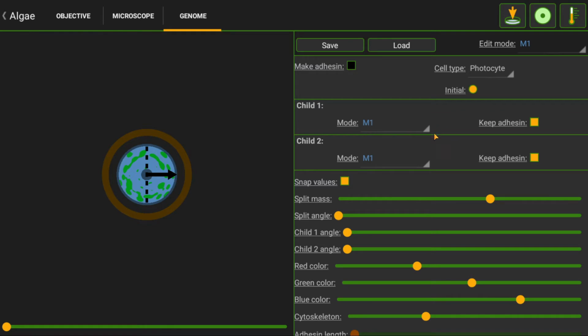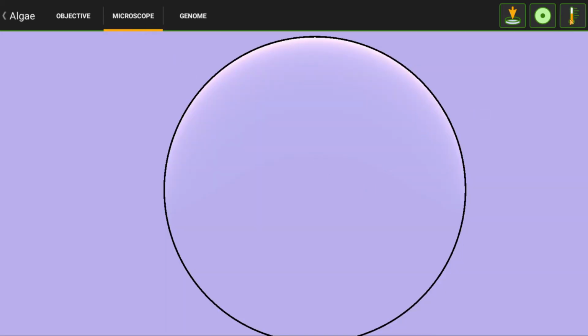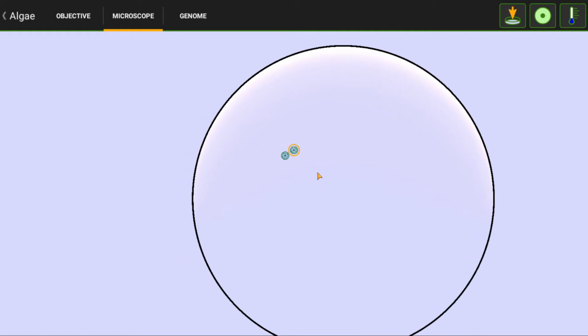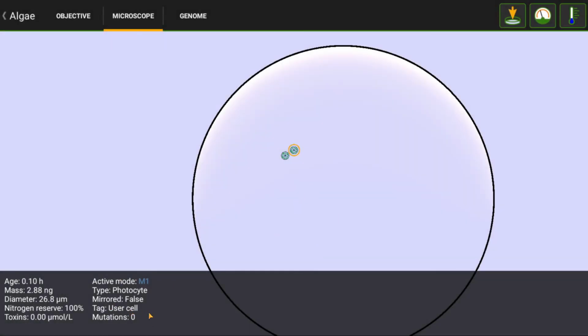In the genome, we see that the cell type is photocyte, which means that, like algae, it takes its energy from the sun. There's a bunch of different stuff there. You probably don't understand a lot of it, but you probably don't really need to. For this, you get to place a certain amount of cells for different challenges. In this one, I think I get to place 10 cells. So mathematically speaking, each cell would have to multiply itself by 10 to complete the challenge.